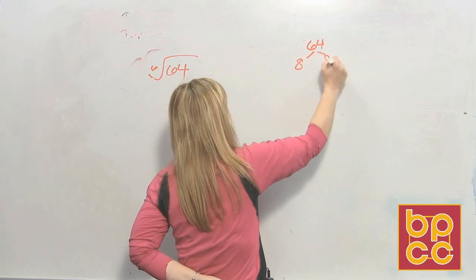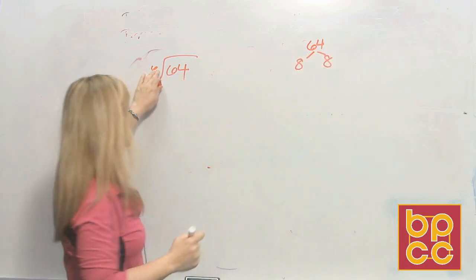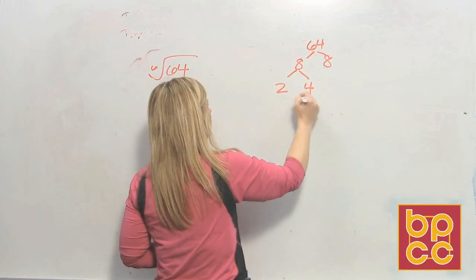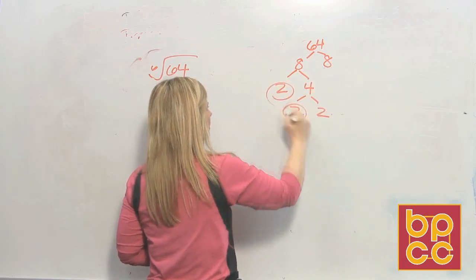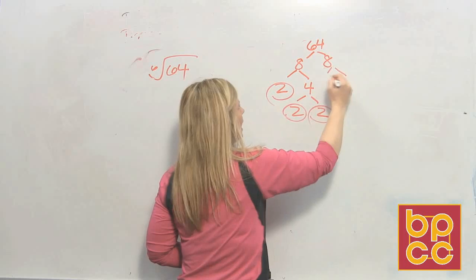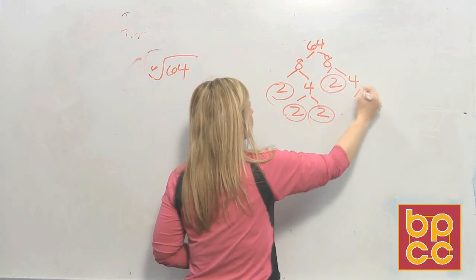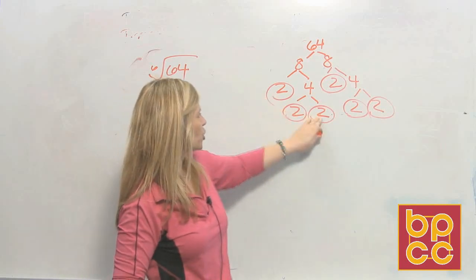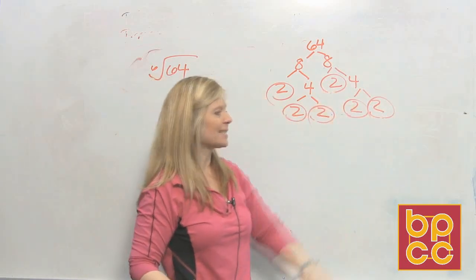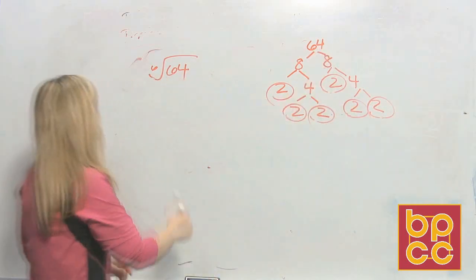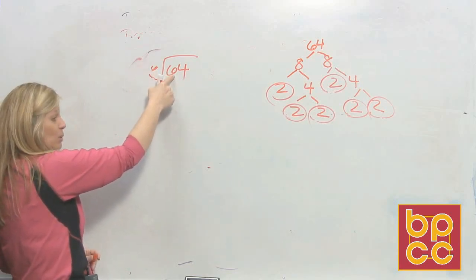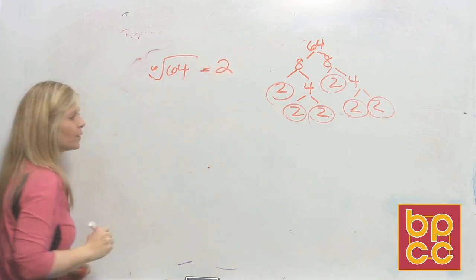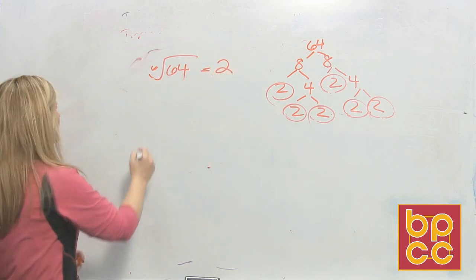So I know 64 is 8 times 8, but that's only 2 numbers. 6th root means I need 6 numbers. 8 is 2 and 4. 4 is 2 and 2. Well, now it's obvious. If I take the number 2 and multiply it 6 times, I would get 64. So when I ask you this, the 6th root of 64, that's what I'm asking you. What number do you multiply 6 times that would give you 64? It is 2.